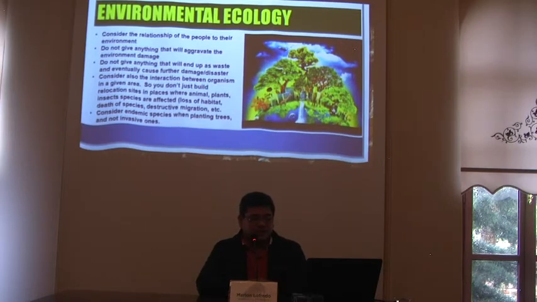So you don't just build relocation sites in places where animal, plant, or insect species are affected, because we may have loss of habitat, for example, death of species or extinction of a particular species, or destructive migration. We know animals do migrate to different places, so when their habitat is lost, they go to another place where they are not supposed to be. We know that animals and plants are in one place because they are supposed to be there, and they move to another place where they are not accustomed to. They destroy the environment, like insects, for example.